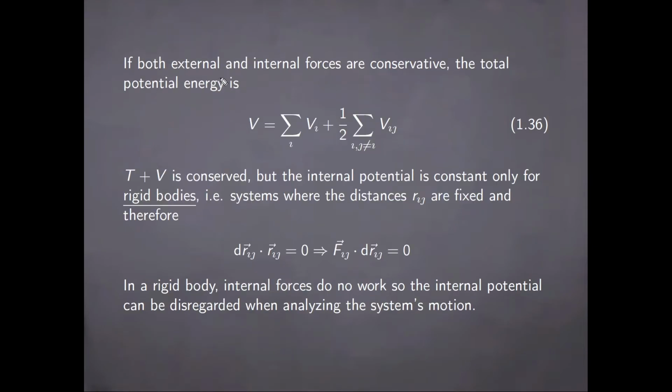If both external and internal forces are conservative, then the total potential energy is the sum of two terms. One is a sum of single particle potentials that are due to external fields interacting with the system, and the second term is a sum of two particle potentials, which includes all of the internal interactions within the system.